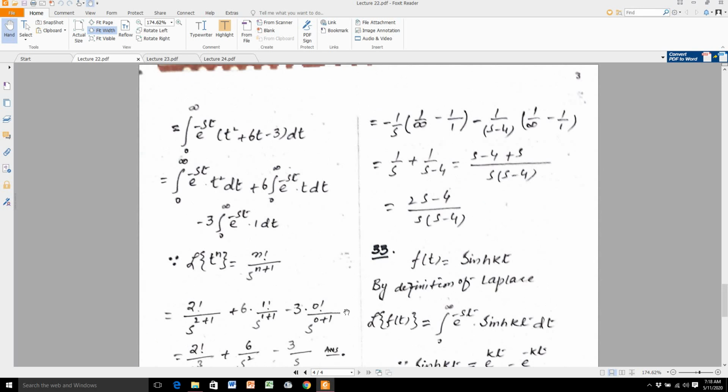Here you see that minus 1 over s, 1 over infinity minus 1 over 1, minus 1 over (s minus 4), 1 over infinity minus 1 over 1. On simplification, you get 1 over s plus 1 over (s minus 4), and on taking LCM, we get the answer (2s minus 4) over s into (s minus 4).